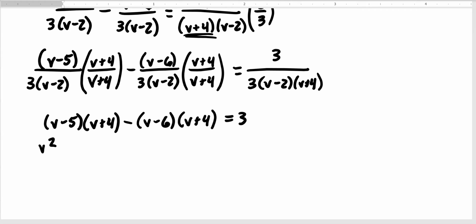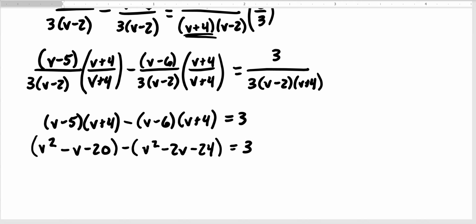I'll get v squared minus v minus 20. And then I'm going to subtract from that v squared minus 2v minus 24 equals 3. So subtracting, v squared minus v squared becomes 0. Negative v minus negative 2v would become v. Negative 20 minus negative 24 would become positive 4.